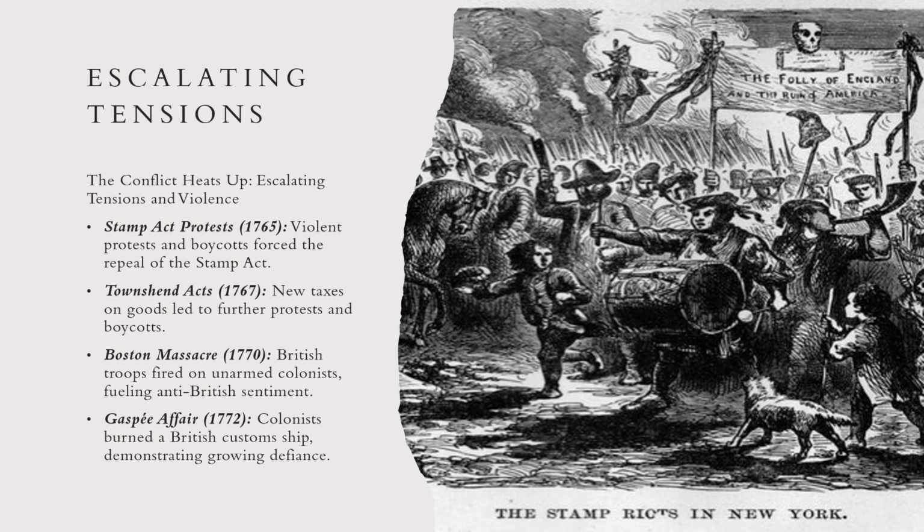However, Parliament did not back down. The Townshend Acts of 1767 imposed new taxes on goods like glass, lead, paint, paper, and tea. This led to renewed protests and boycotts. In 1770, tension boiled over in the Boston Massacre when British troops fired on unarmed colonists, killing five. This event further inflamed anti-British sentiment and fueled the growing movement for independence. The Gaspée Affair in 1772, where colonists burned a British customs ship, demonstrated the increasing defiance of colonial resistance.